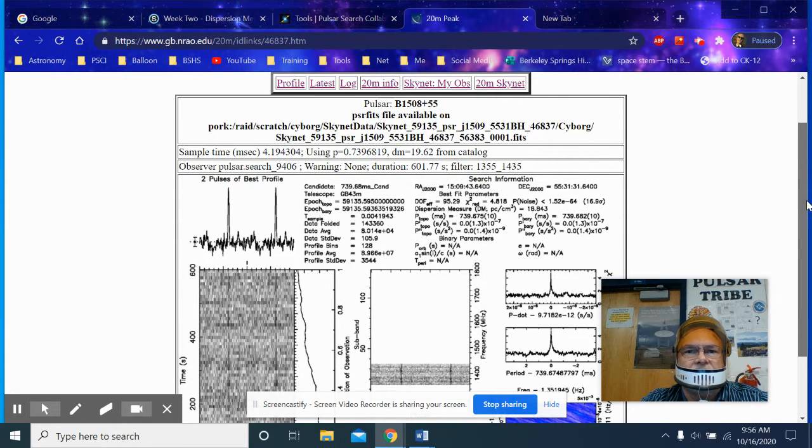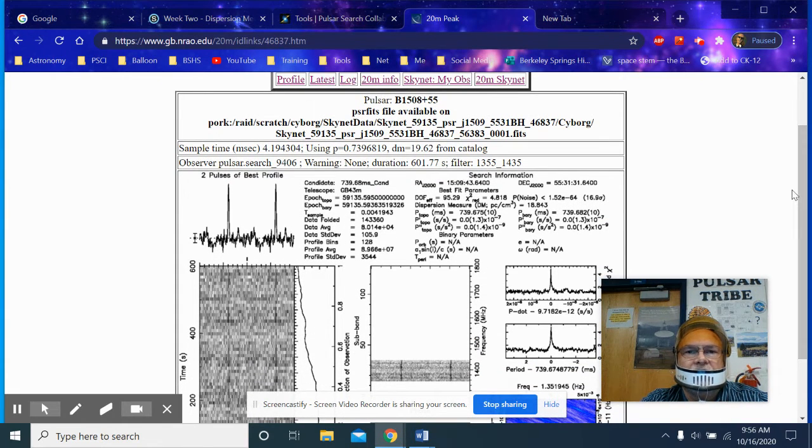And what you need from the graph, you need to know the coordinates, which are the RA, which under search information, this one is like 1509. You won't have to know the other numbers. You cannot copy and paste because this is a picture, so you could just write down 1509 on a piece of paper. You need to know the DEC, the dec. This one's 5531. Sometimes there's a minus sign in there, and make sure you write that down.